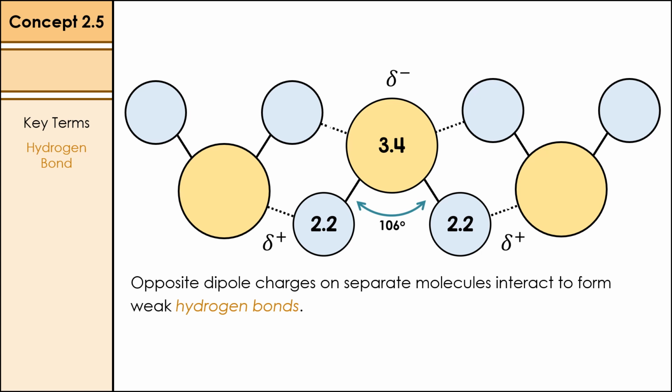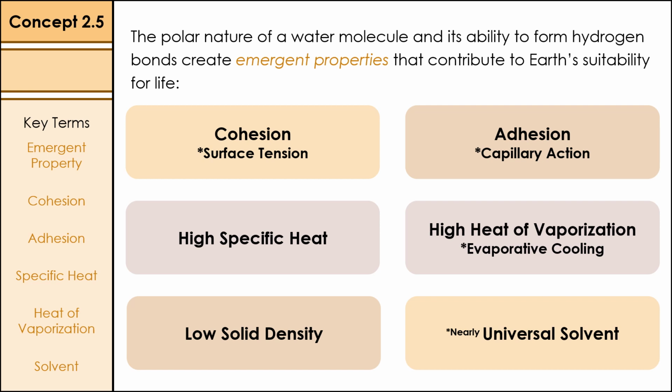So I will mention hydrogen bonds a couple of different times. I will mention electronegativity a couple of different times. Hopefully that conveys to you the importance of understanding these pieces going forward. So, emergent properties come from the polar covalent nature of our water molecule and our ability to form hydrogen bonds from that structure. These are what we're going to focus on throughout the remainder of this video.